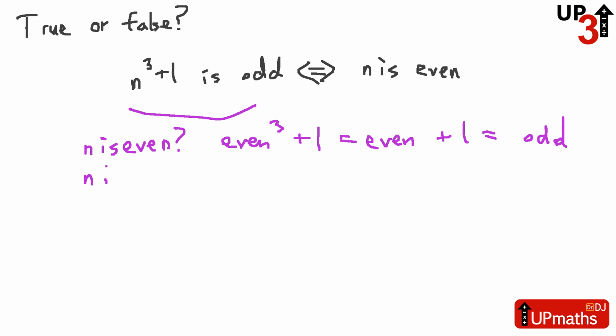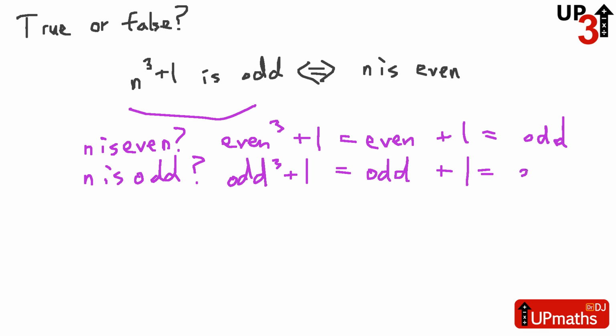And what if n is odd? Remember, I'm working from the left-hand side here. I'm ignoring the right-hand side at the moment. Well, then I've got odd cubed plus 1. If you cube an odd number, it's still odd. If you're not sure about that, think an odd number times an odd number is odd, and then you times an odd number by another odd number is still odd, plus 1 is even. Okay. So in this direction it's true, because if it's odd, then n has to be even. And in this direction it's true, because we know that if n is even, n cubed plus 1 is odd. So therefore, true. Next.